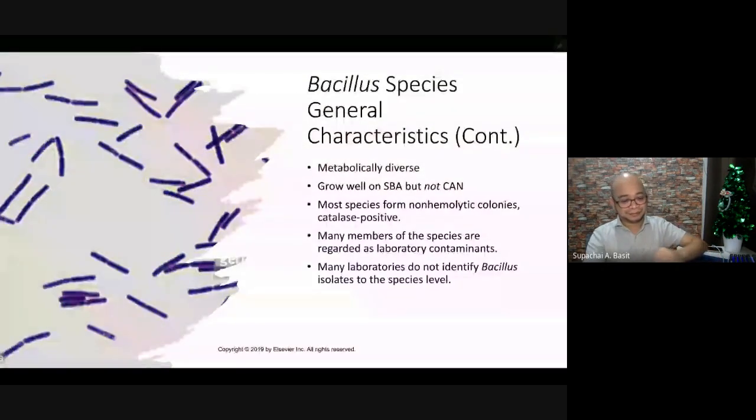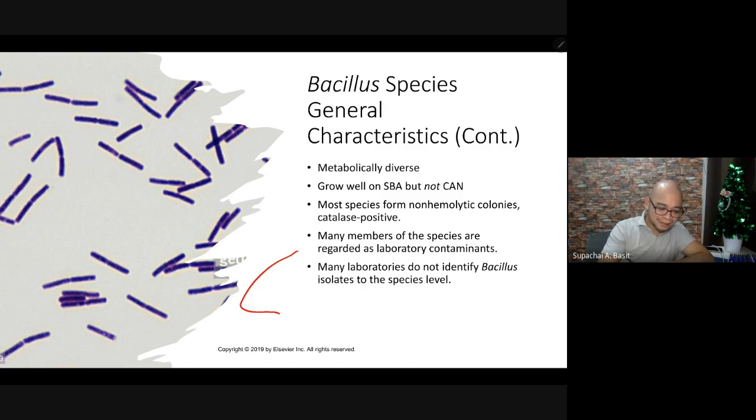and they are widely distributed in soil and in the environment. Bacillus species are metabolically diverse, and they can grow well in sheep's blood agar, but not on chocolate agar. Most species are non-hemolytic and catalase positive, and many members of the species are regarded as laboratory contaminants.